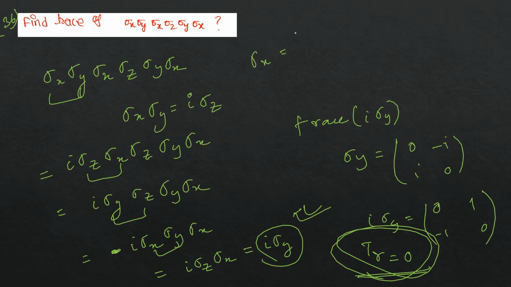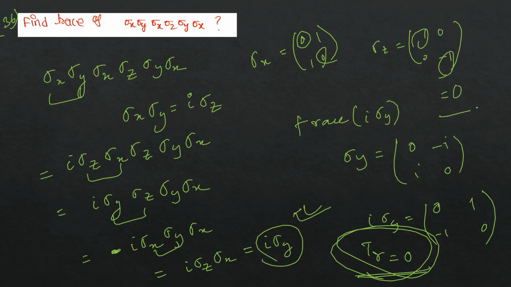Sigma x, trace 0 because 0 1, 1 0, trace 0. Sigma z, 1 0, 0 minus 1. 1 minus 1 is 0, isn't it? So yeah, this is this question. This can come as a one-mark question in GATE.